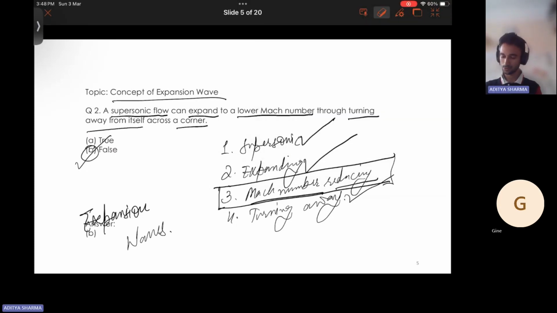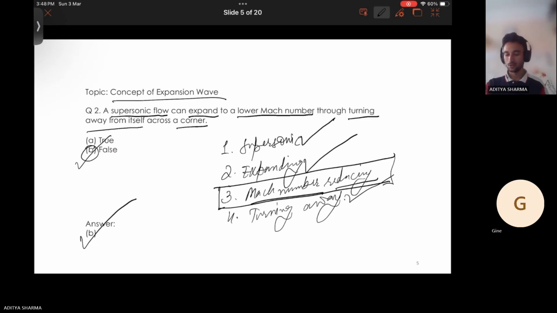If you see the answer also, it is B. So the first question was based on oblique shocks, and in this question we saw expansion waves. Okay, then let's move on to the next question.